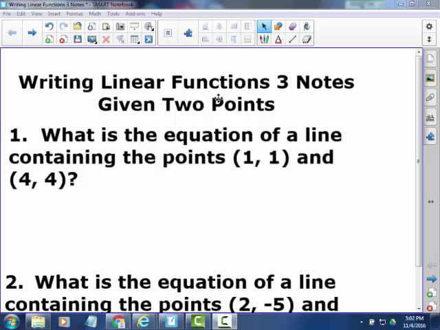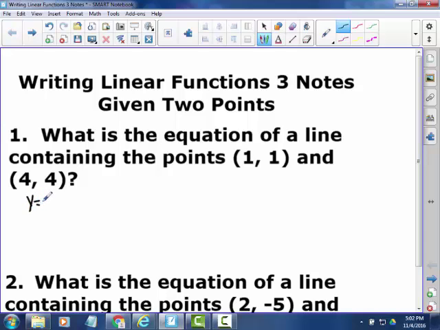Okay, so we're going to be looking at writing linear functions given 2 points. And as you can see, what is the equation of a line containing the points (1, 1) and (4, 4)? Okay, so this is probably the most complex situation, where we have to find the equation given 2 points. So what we have to do is we have the two forms of the line.